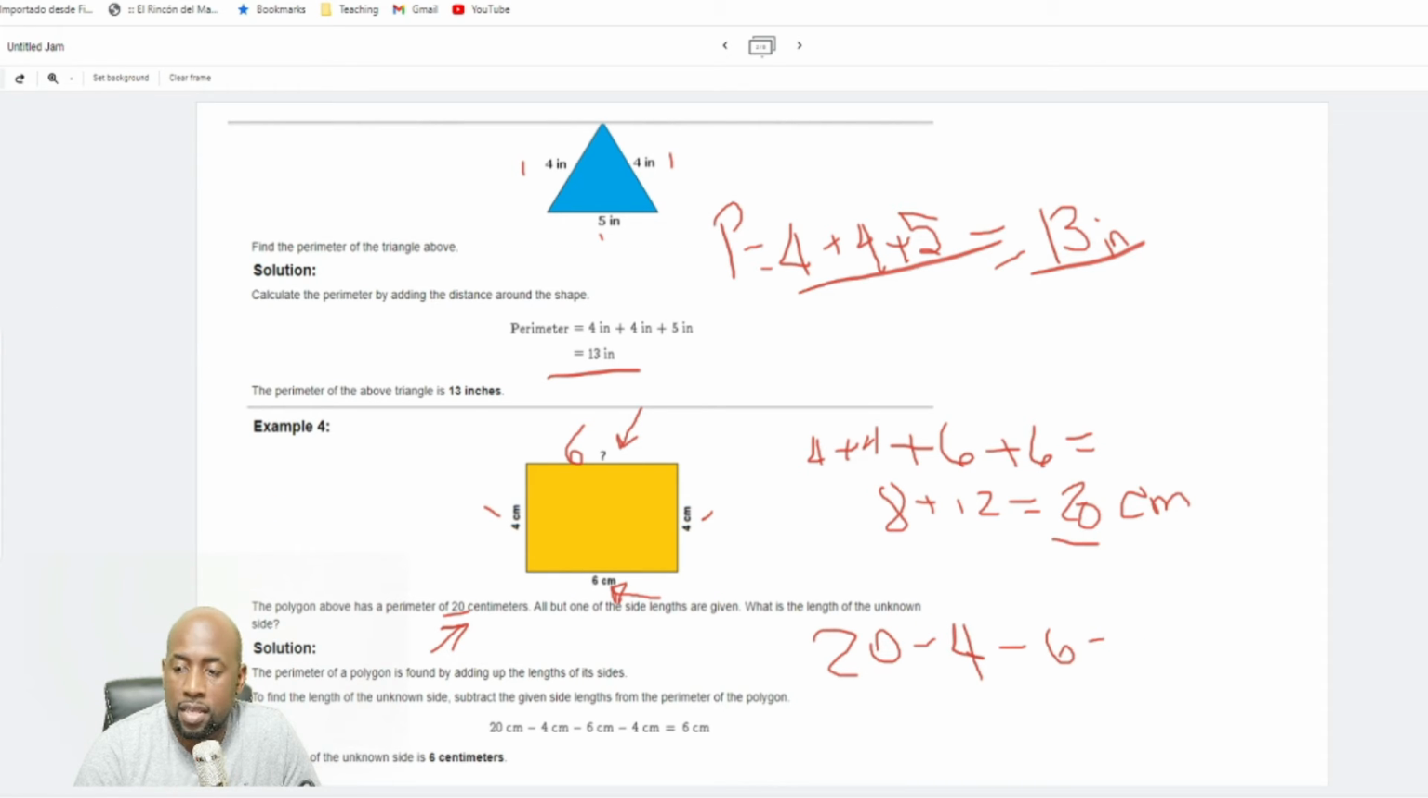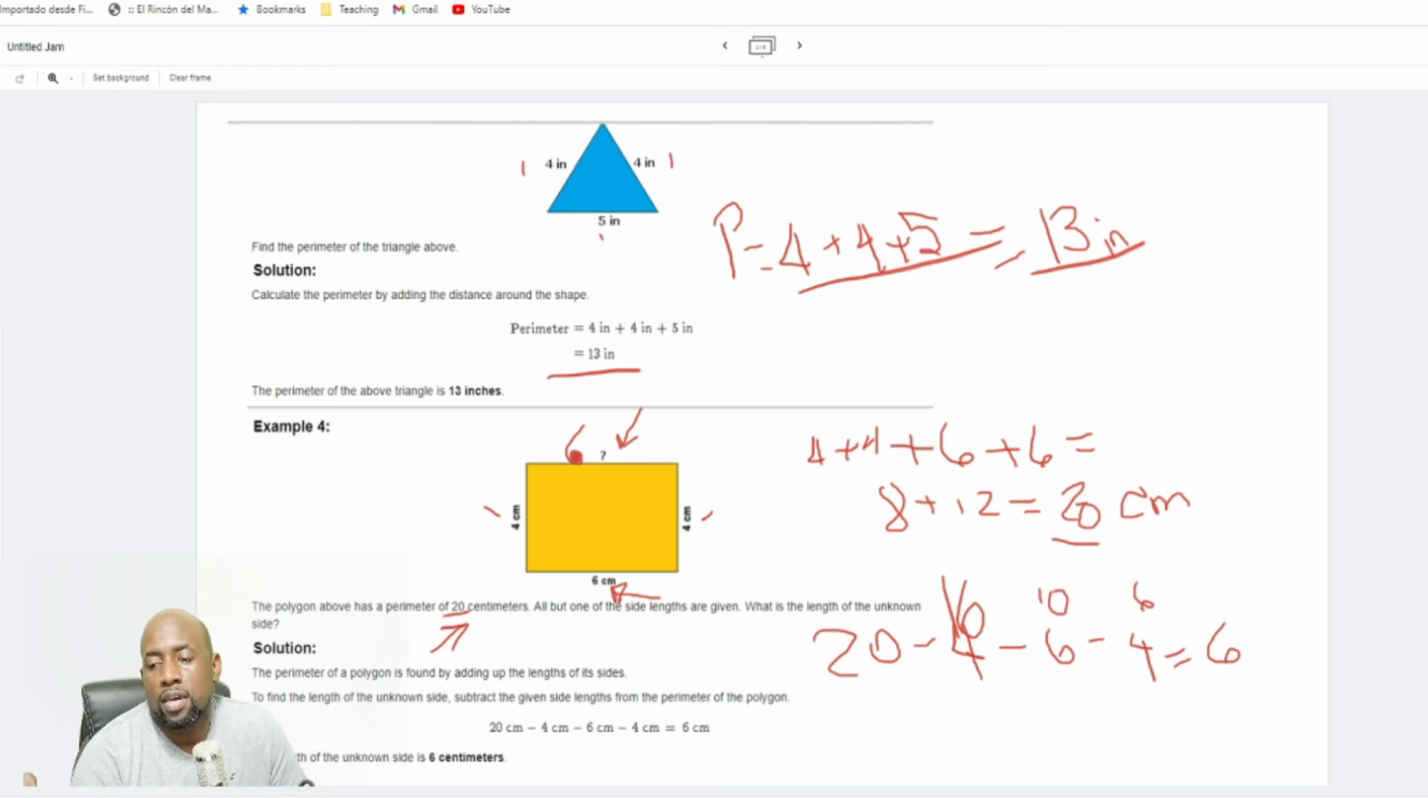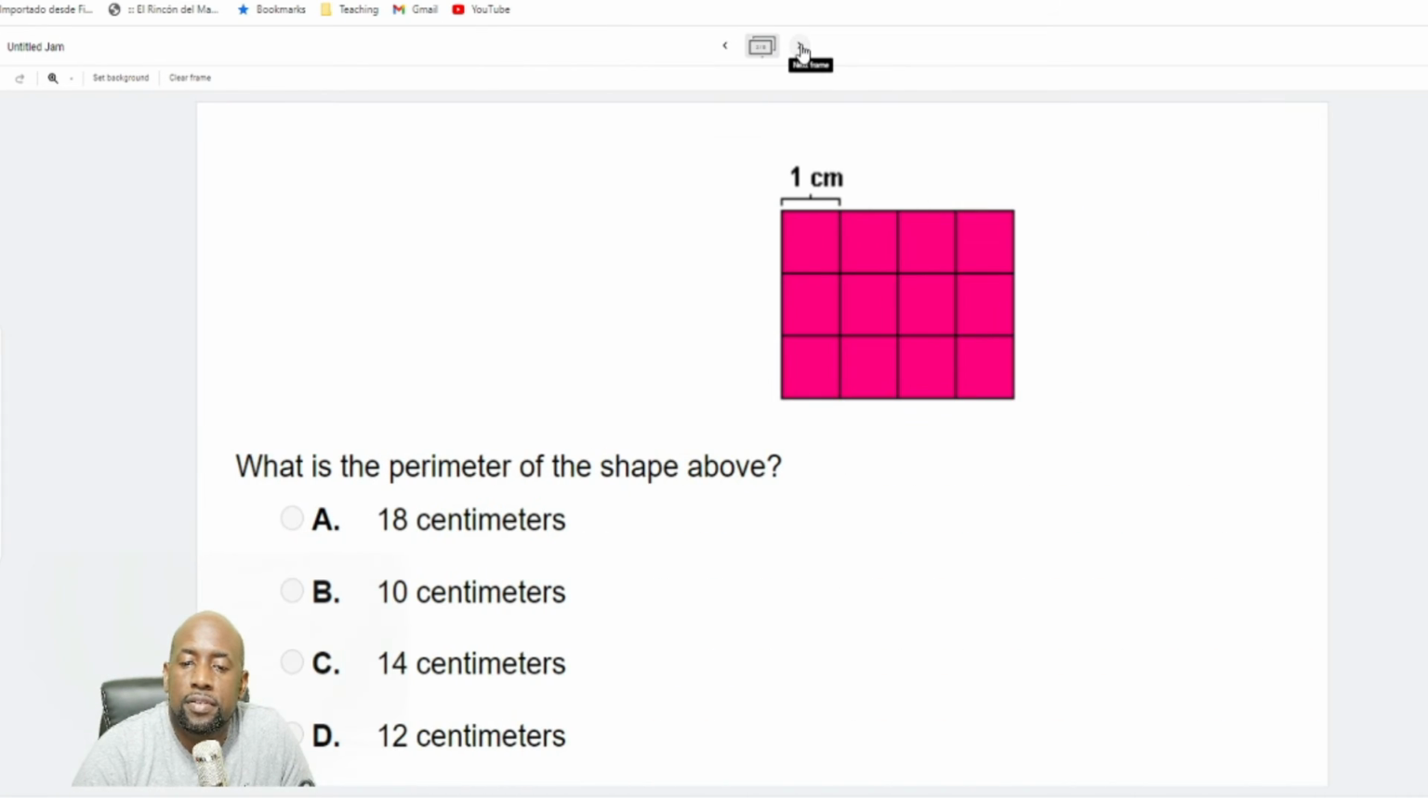Minus 6 minus 4. 20 minus 4 is 16. 16 minus 6 is equal to 10. 10 minus 4 is equal to 6. So then the unknown number is 6, and 6 is the one we got here. So this is the way how we can do that. Okay, now let's go to the next exercise here.